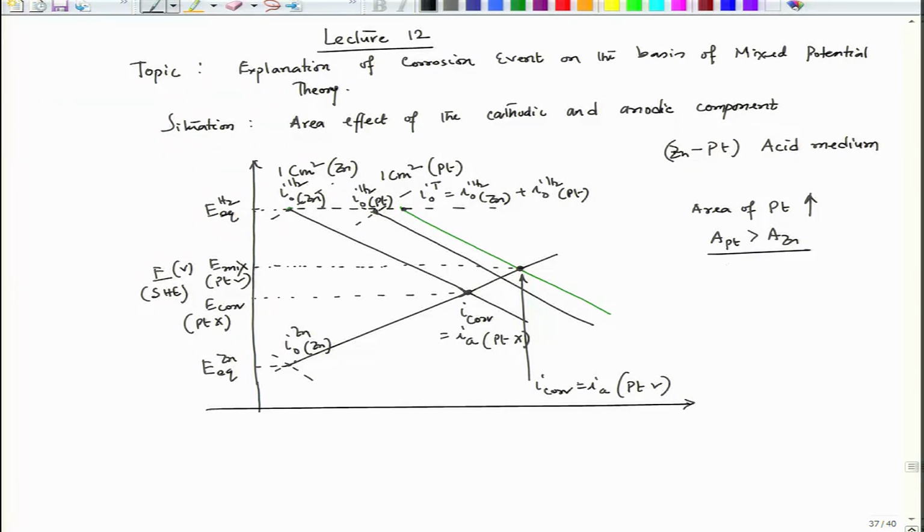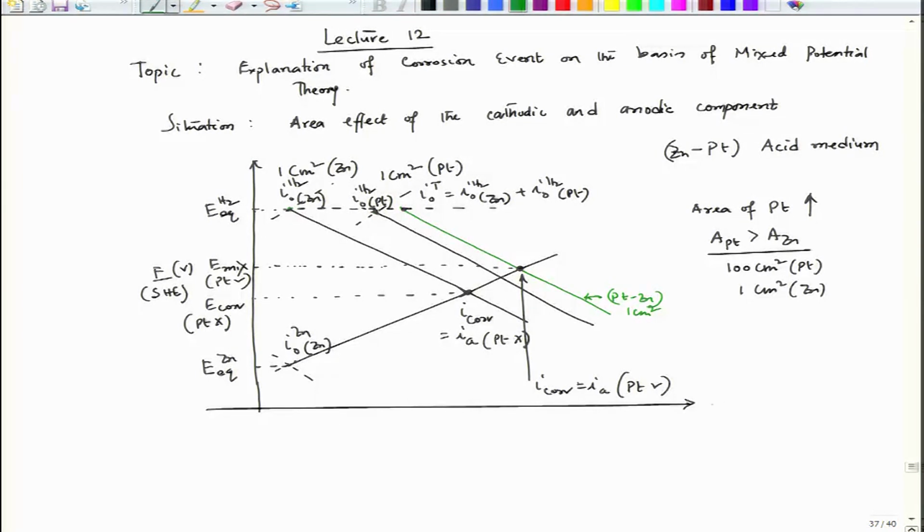So, let us say that we take 100 centimeter square of platinum and 1 centimeter square of zinc. Now, this green line is for the 1 centimeter square galvanic couple. So, this particular line indicates platinum and zinc both at 1 centimeter square. So, now we need to see what happens if we increase the platinum area 100 times as compared to zinc.